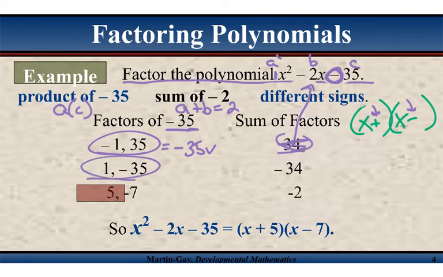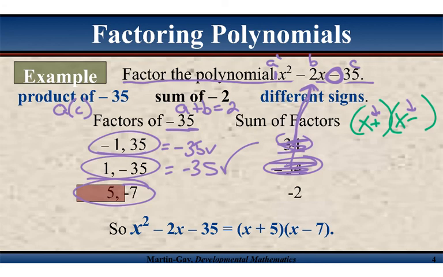Same thing with 1 times negative 35. Well, that's negative 35, check. But adding, I get negative 34. I need it to be a negative 2. That doesn't work. So then I do my 5 and negative 7. If I multiply those, I get negative 35, which is what I'm looking for. And if I add those, I get negative 2. That works.